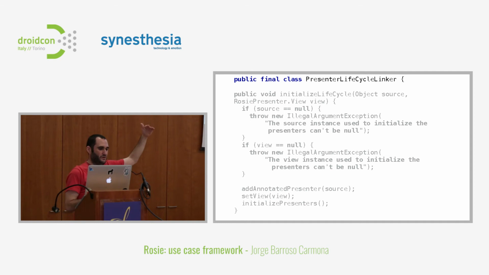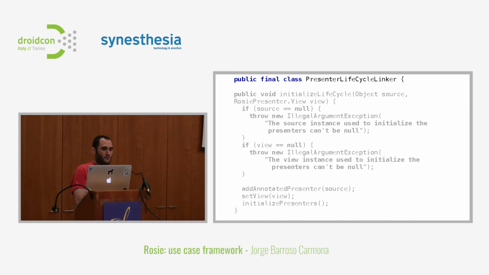It's going to check every class that is annotated with the presenter annotation, inflate the presenters, create them, and link them to the view. It is going to keep the view and presenter lifecycles in sync to avoid memory leaks, and we want to avoid null pointers.